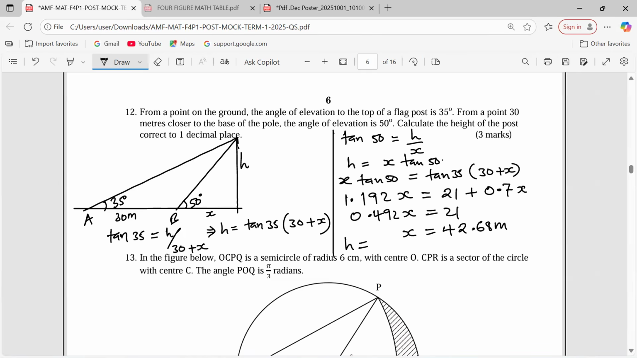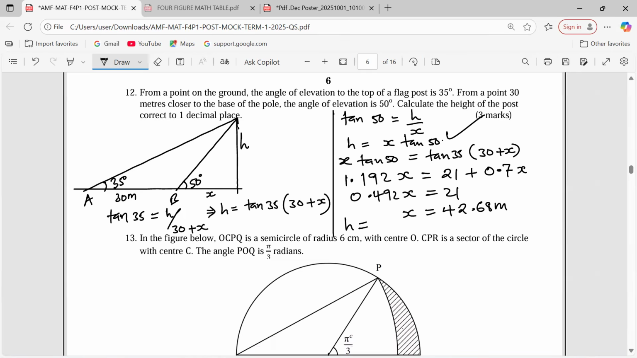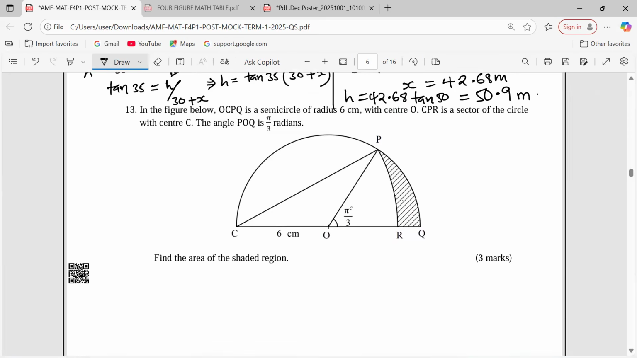using the latest expression here. For h, we need 42.68 tan 50. Yeah, this gives us tan 50 multiplied by 42.68. This gives us 50.86. So 50.86, we make it 50.9 meters because we've been told to 1 decimal place. So that one is already worked out.